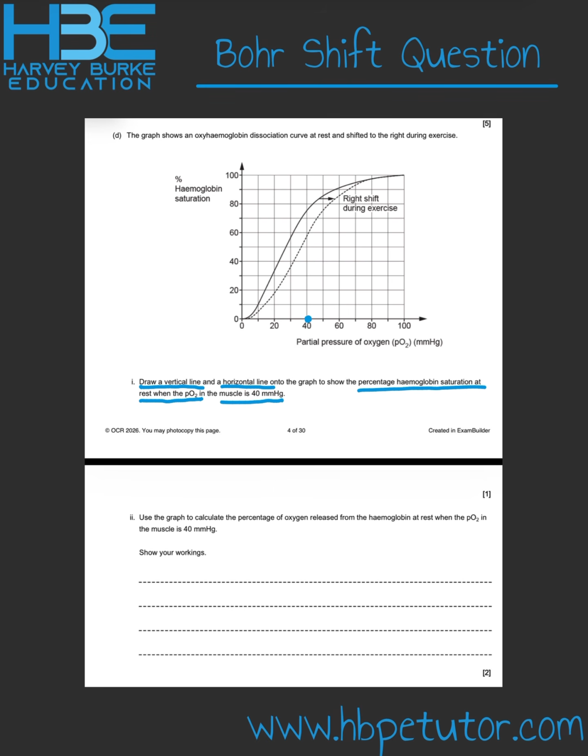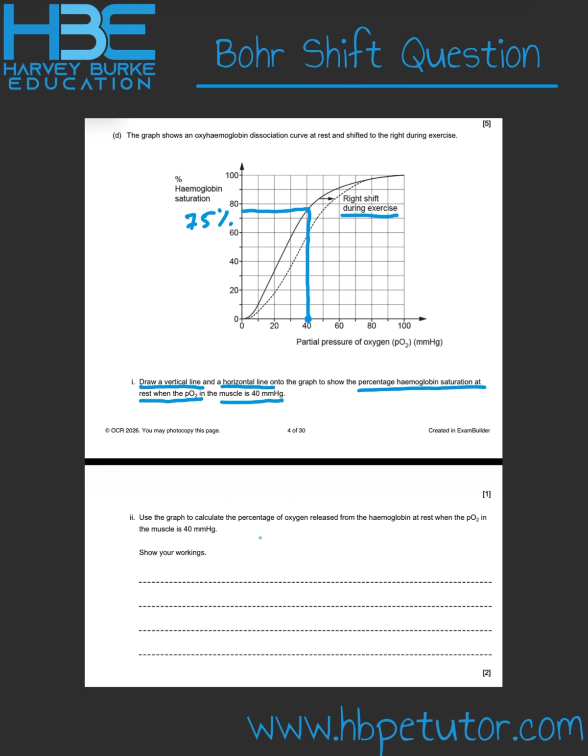So 40 millimeters of mercury is there. So I draw the vertical line up to the solid line because that's at rest. The shift to the right happens during exercise, although they have told you that there, so that shouldn't be too difficult. And then you draw the horizontal line like so. So that's saying that the hemoglobin saturation at that point is about 75%.